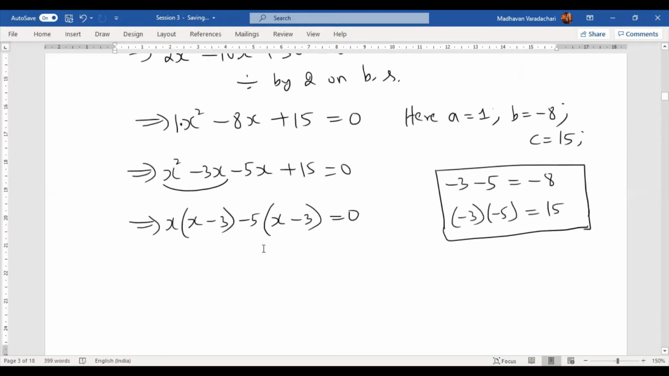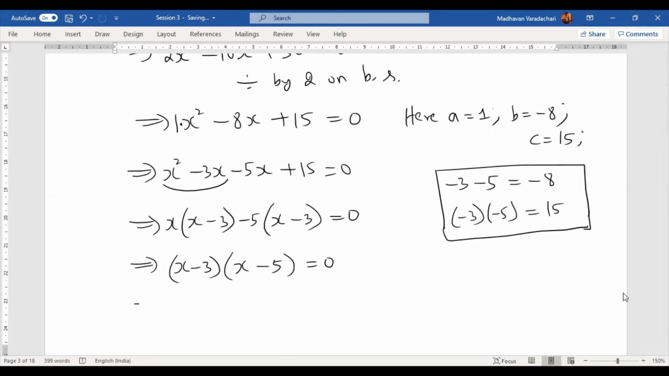Now again, in these two terms, what is common? x minus 3 is common. So if I keep x minus 3 outside, the first term will be x, the next term will be -5. This is equal to 0. So now this quadratic expression is split into two factors. That is why it is called the factorization method.